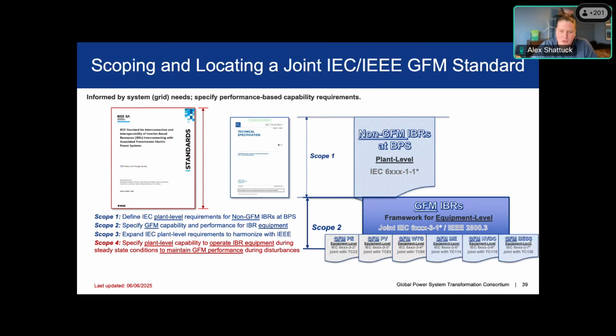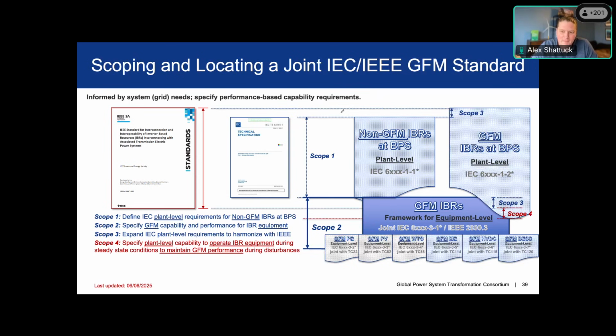And if you look down below, you'll see all of the different groups or different work items in IEC that have gone and done some sort of grid forming effort there. And you'll notice that equipment level is underlined here. It's very important to keep in mind. So 2800, the base standard, and 2800.2 are plant level standards, but this is equipment level for grid forming.